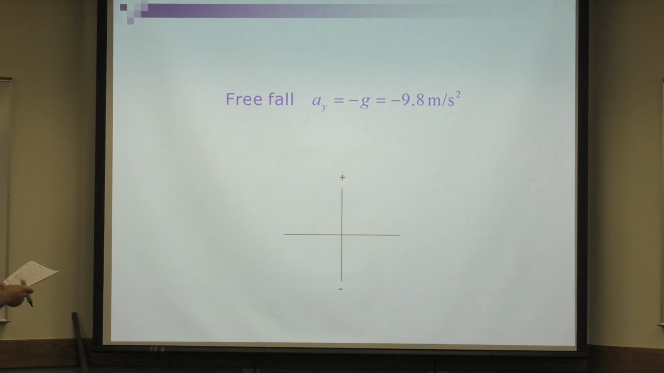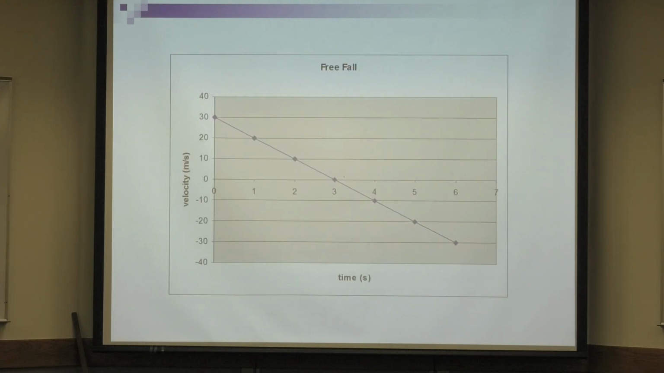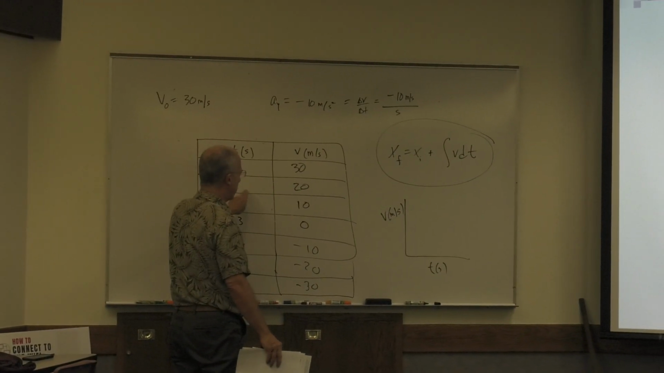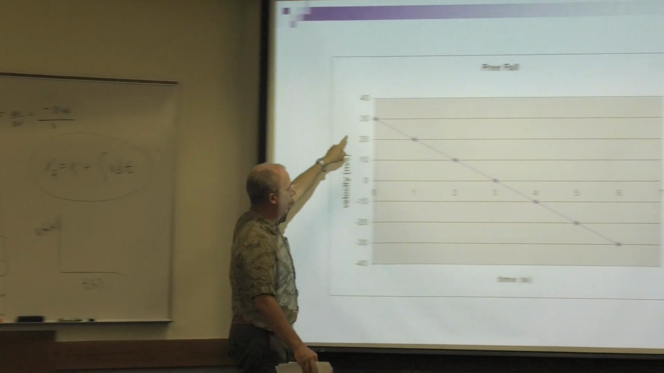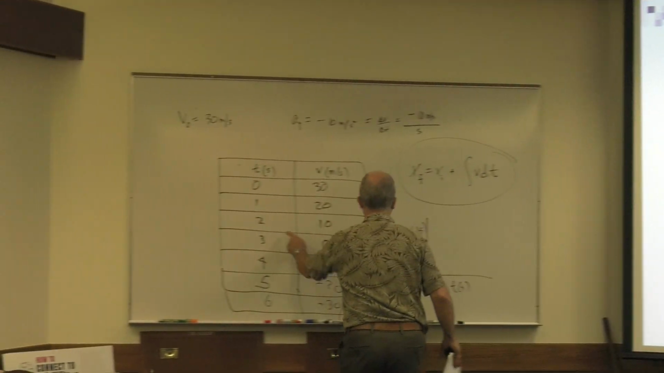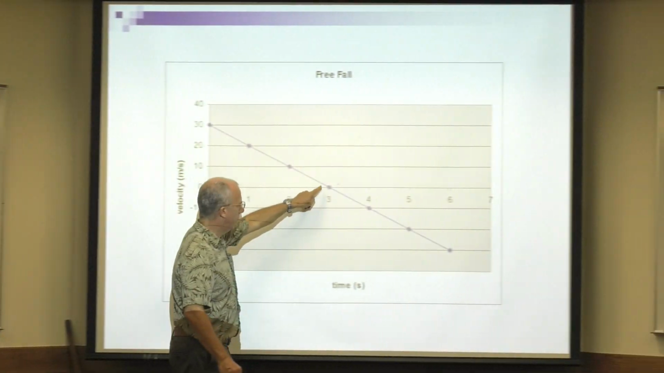All right, I assume you've done it. So there it is, right? We started, time is 0, velocity is 30, then at 1 second it's 20, and so on. The velocity is 0 at 3 seconds.